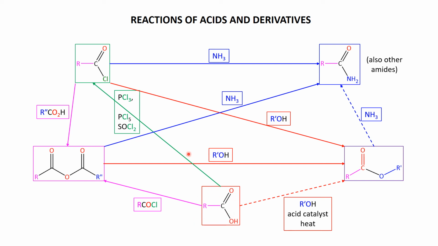Acids you can use to make the acid chlorides. You can use acids to make the acid anhydride by reacting it with an acid chloride. And that's about it for the useful reactions of the acids themselves. Esters don't have a lot of good reactions, and amides don't have a lot of good reactions.